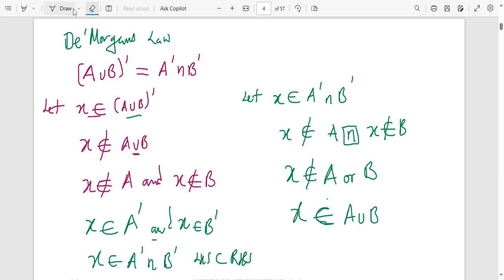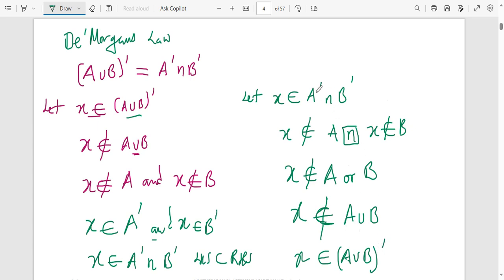I can start with this one. Where there was the word or, I've changed it into union. Now, not a member changes into a member. When it becomes a member, since it wasn't a member of A union B, it means that it is a member of what is outside A union B.